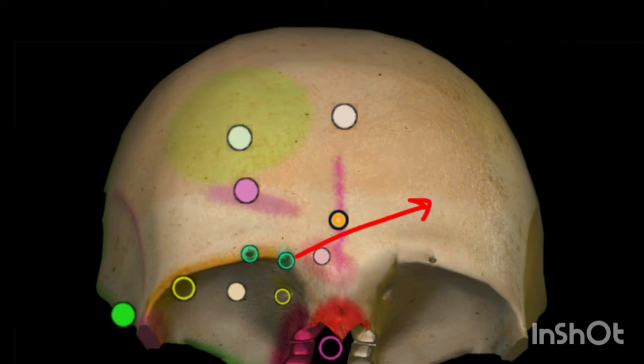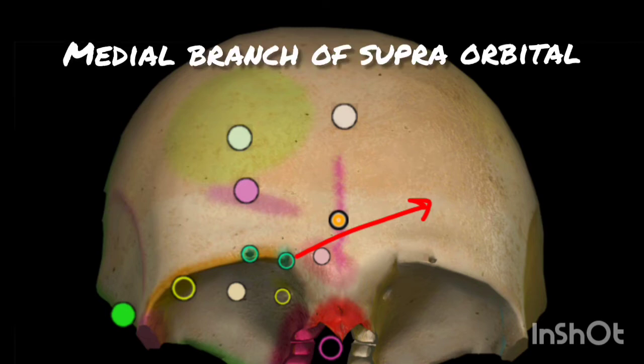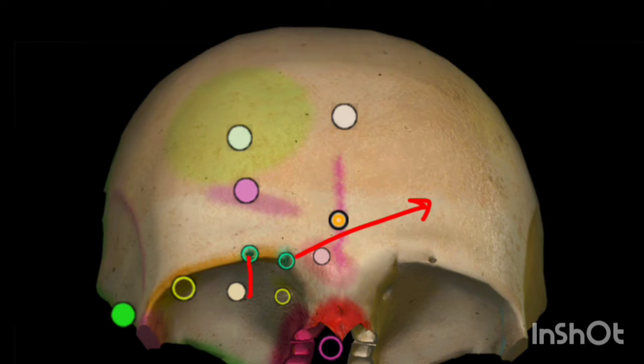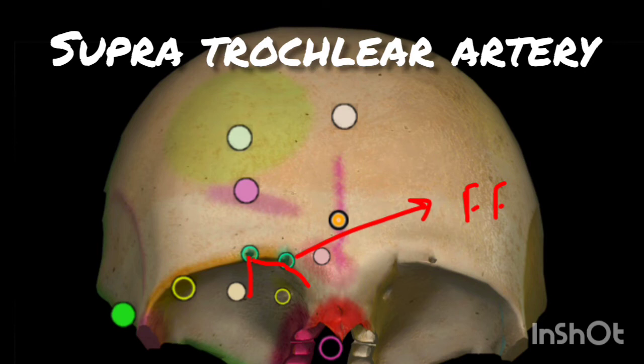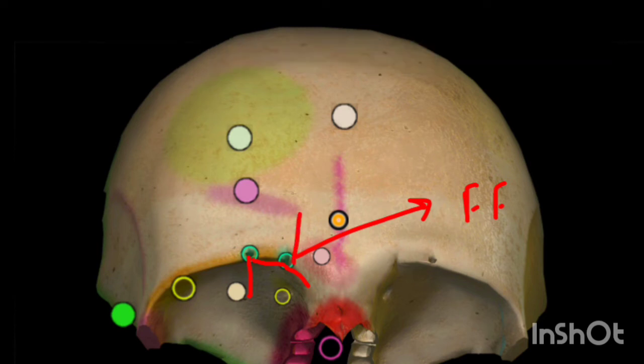First one is the medial branch of the supraorbital nerve that was passing through here. Now the supraorbital nerve was passing through here, and it gives off its medial branch that passes through the frontal foramen. And also the second structure that passes is the supratrochlear artery, which passes through the frontal foramen.